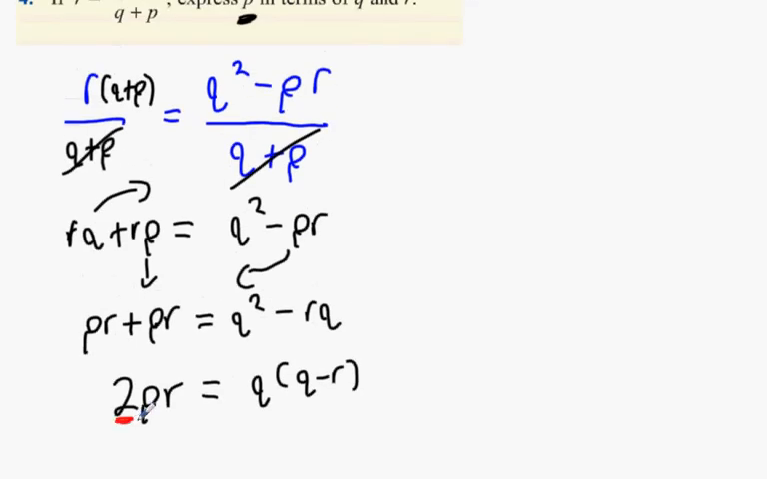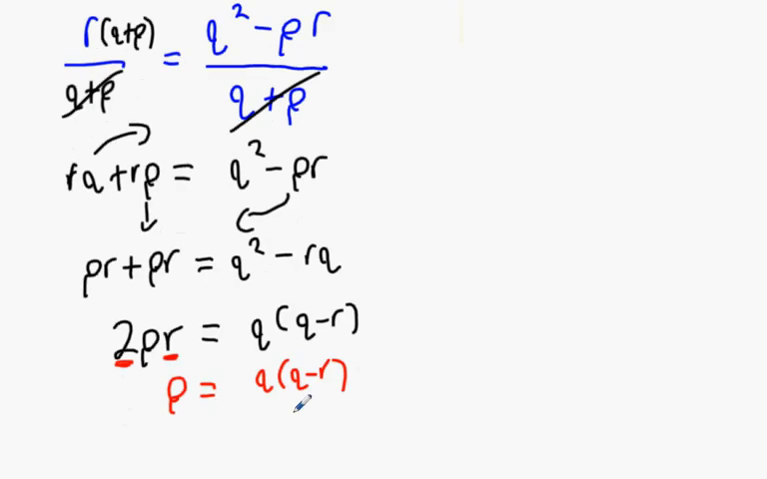Now, what's stopping the p from being on its own? And 2r. So p will equal q multiplied by q minus r, all divided by 2r. Because if it's multiplied by 2 and multiplied by r on the left side of the equals, when it travels to the right hand side of the equals, it turns directly into division. You could put it as that. Both answers are acceptable. Okay?